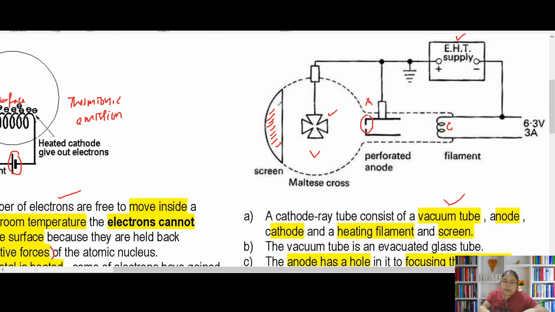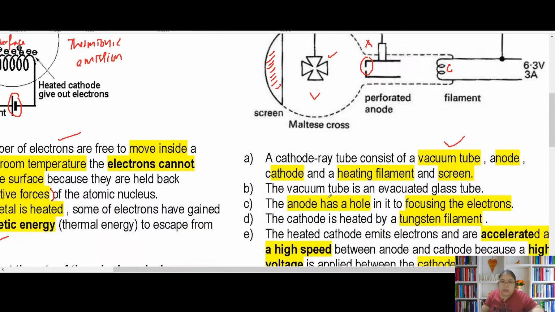Now B. The vacuum tube is a vacuum glass tube. The vacuum tube means the whole tube here must be vacuum, without any air molecules. If there are air molecules, they will affect how the electron is deflected. So from here it must be vacuum.